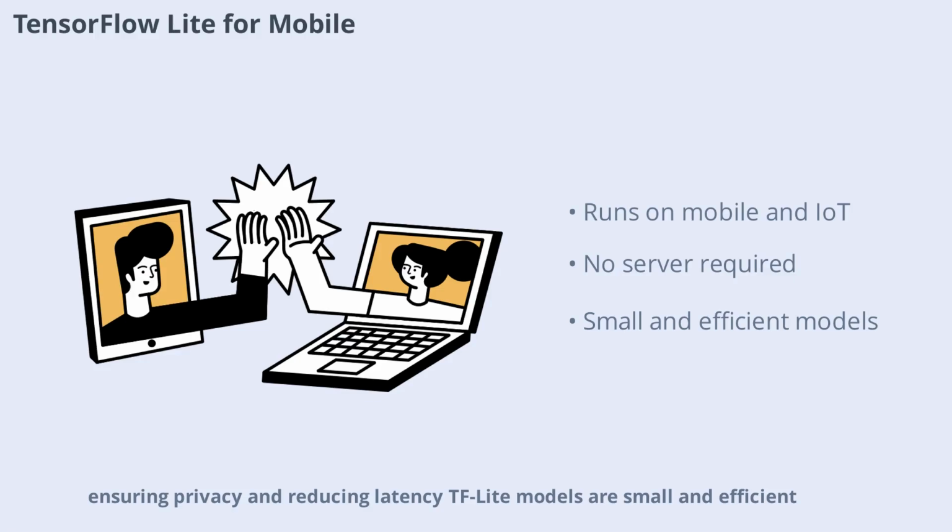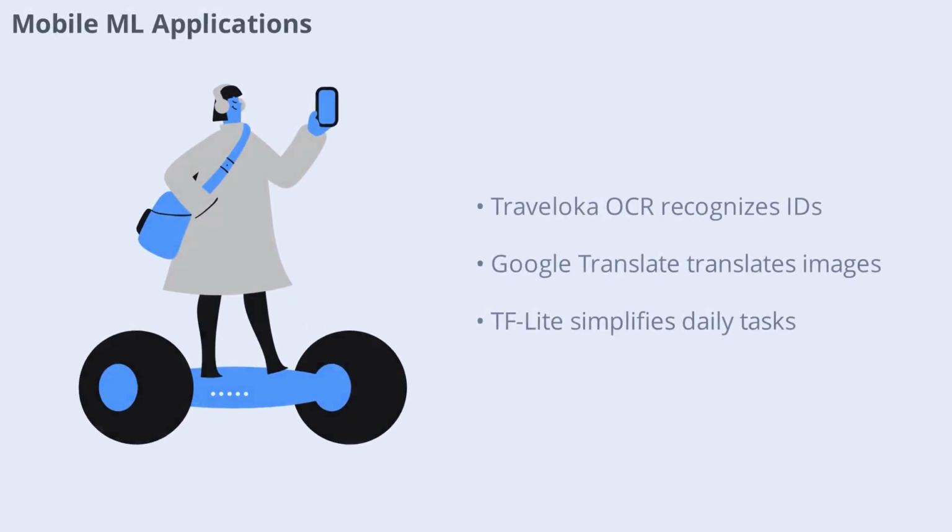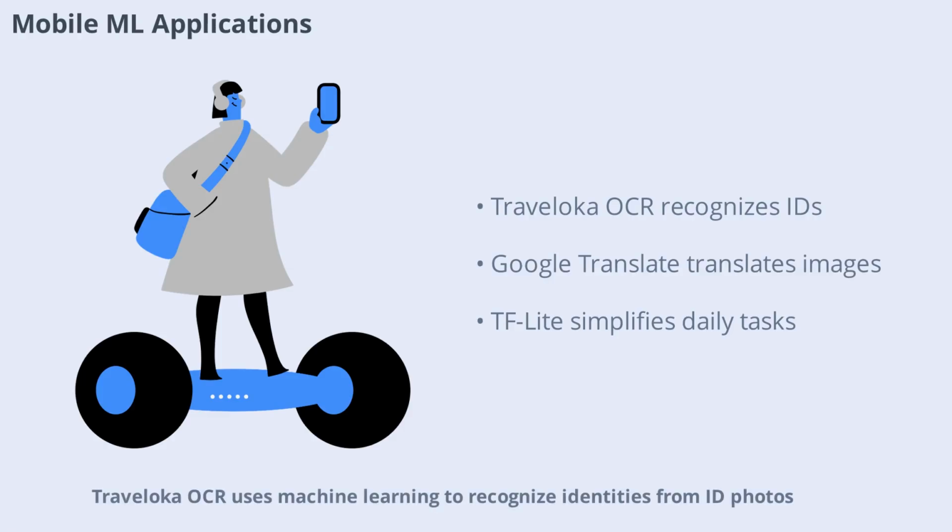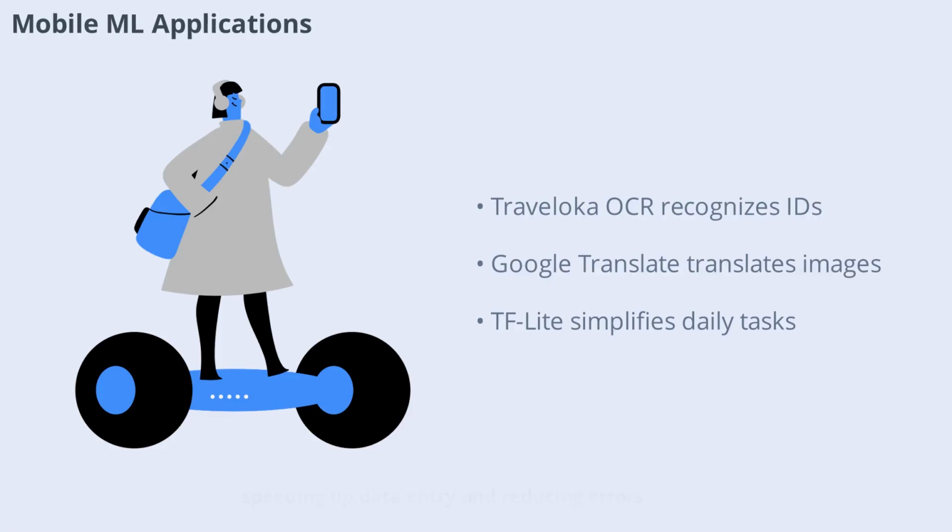TF Lite models are small and efficient, making them ideal for mobile applications. Let's look at some real-world examples of machine learning on mobile devices. Traveloka OCR uses machine learning to recognize identities from ID photos, speeding up data entry and reducing errors. Google Translate's instant camera translation helps tourists understand foreign languages by translating text and images. These applications show how TF Lite makes everyday tasks easier and more efficient.